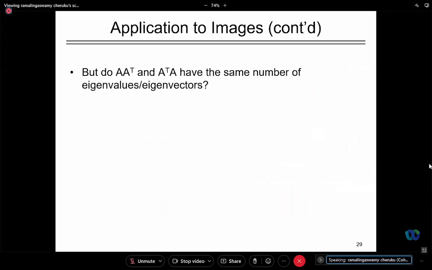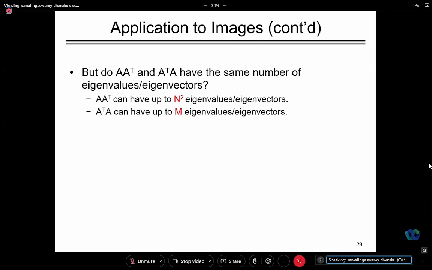But do A into A transpose and A transpose A have the same number of eigenvalues and eigenvectors? Let us cross verify. A into A transpose can have up to n square eigenvalues and eigenvectors because its dimension is n square by n square. But A transpose into A can have eigenvalues up to only m. So A transpose into A can have up to m eigenvalues and eigenvectors, but A into A transpose can have up to n square eigenvectors.